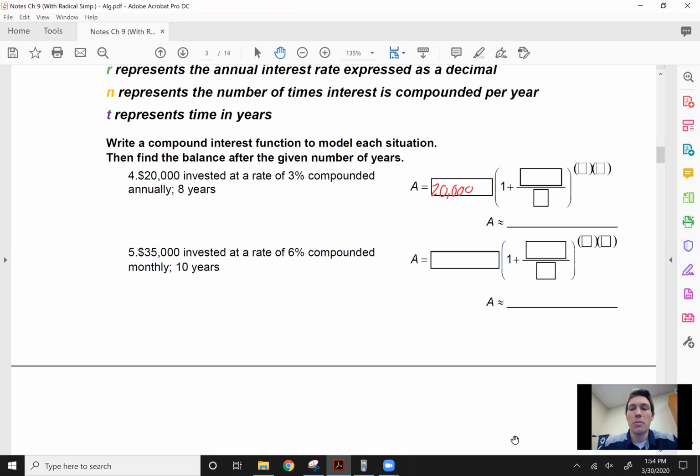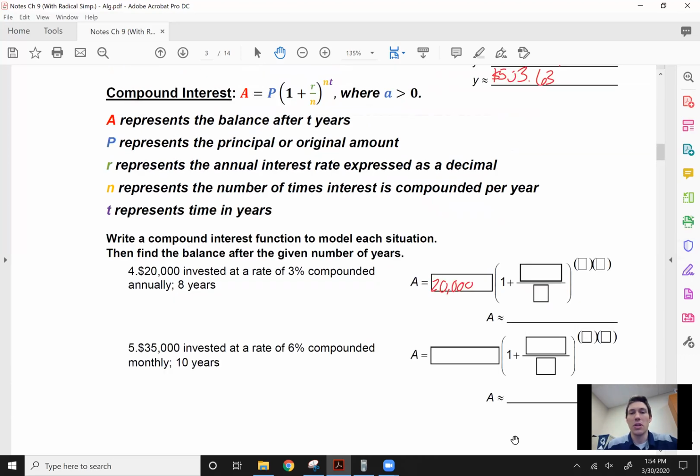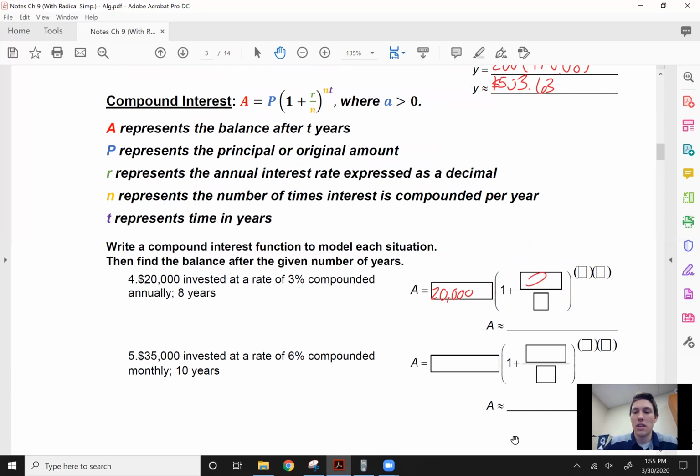And it says 1 plus, now looking back up here, is R, my rate. So my rate is 3%. So I need to write that as a decimal, 0.03. And it's compounded annually, so that just means one time a year. So 1 and after 8 years.